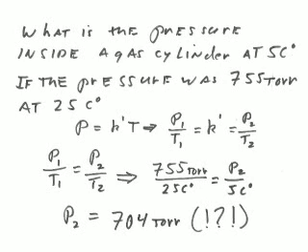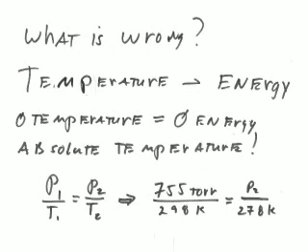So 755 torr divided by the original temperature equals the final pressure divided by the 5 degrees Celsius, and the answer is 704 torr. The problem is if you do the math, that's absolutely not the answer you're going to get. So what's wrong? Well, is Ahmed's law wrong? Well, no. The temperature went down and the pressure went down, so Ahmed's law isn't wrong. So what is wrong? Why didn't we get the right answer?